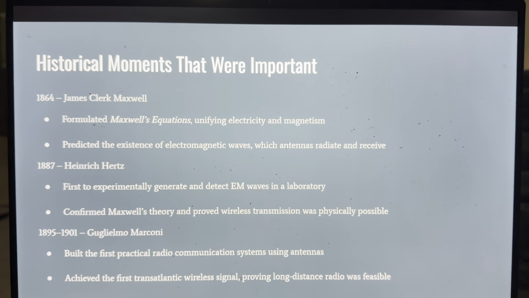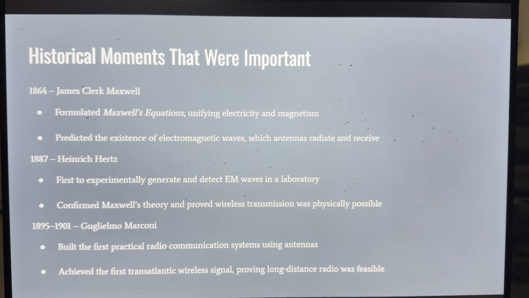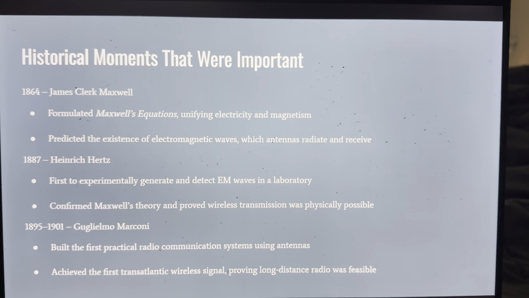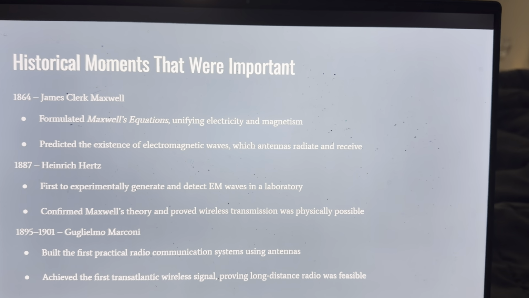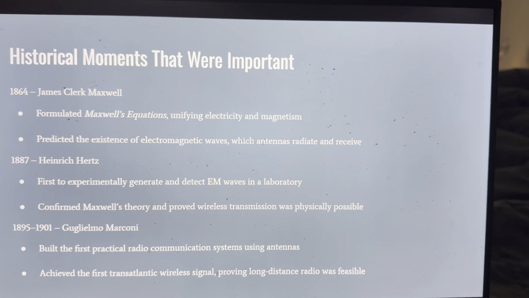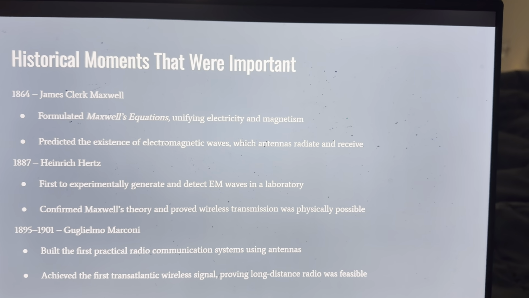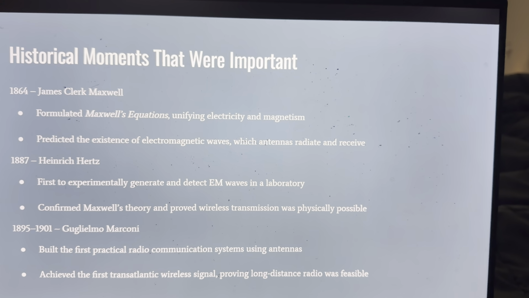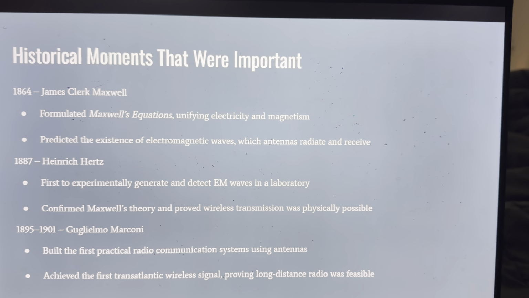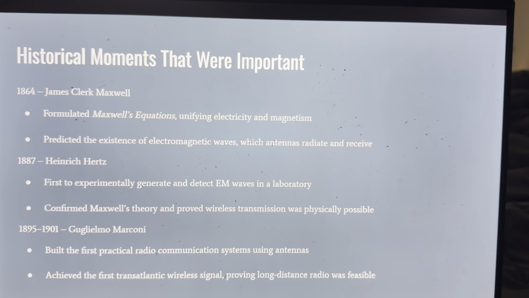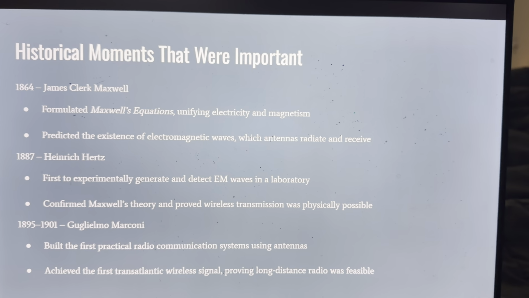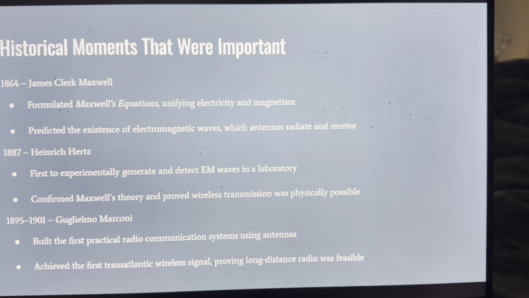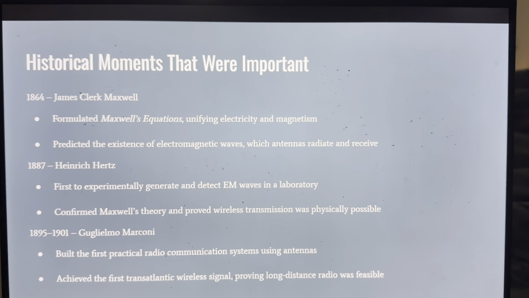A little bit of history here. James Clerk Maxwell formulated Maxwell's equations, which we'll talk about later, that tie 303 to this topic. He predicted the existence of electromagnetic waves, which antennas radiate and receive. Hertz was the first to experimentally generate and detect EM waves in a laboratory. This confirmed Maxwell's theory. And then Marconi built the first practical radio communication systems using antennas and achieved the first transatlantic wireless signal, proving long-distance radio was feasible.